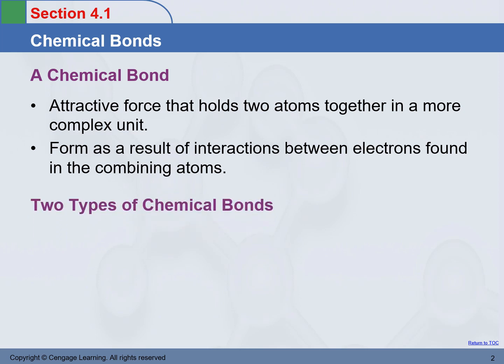There are actually two kinds of chemical bonds. One is called an ionic bond. The other is called a covalent bond. Covalent bonds will be the topic of the next chapter.